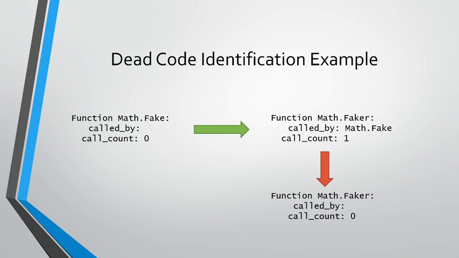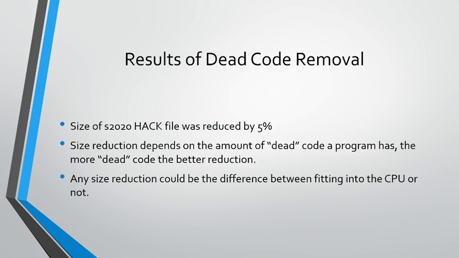Function math.fake is called by no one and has a call count of 0. The function math.faker was only being called by math.fake. Therefore, with math.fake dead, you can also kill math.faker, and it's been flagged as a dead function. And if anything was being called by it, those counts are also reduced, and so on, until you get a comprehensive list of dead functions. Those functions were then removed and not translated.